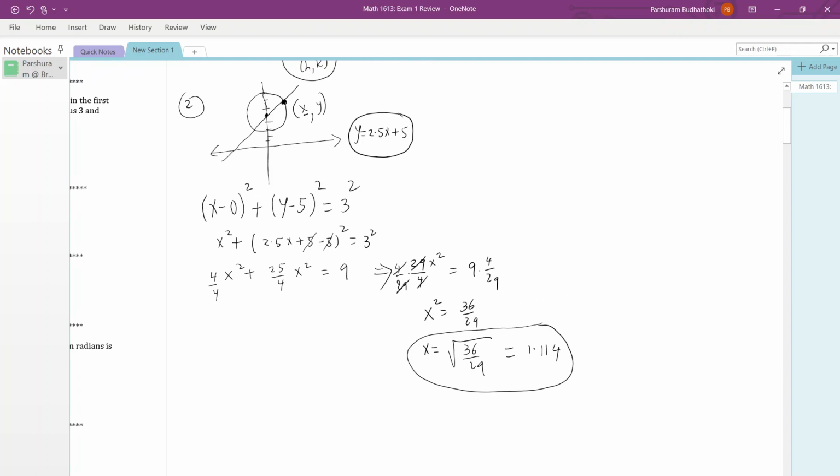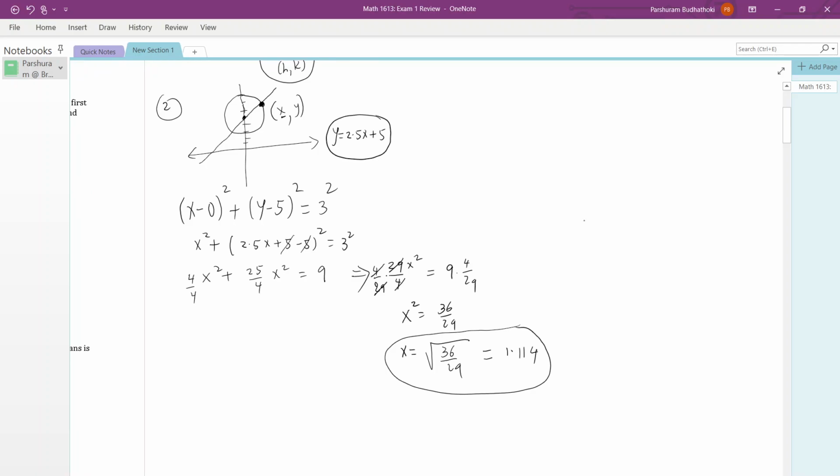After finding the x coordinate, I can find the y coordinate by plugging the value of x back into one of the equations, either the equation of the circle or this line. I'm going to choose this line. Y equals 2.5 times 1.114 plus 5. If I do that, the value of y is 7.785.